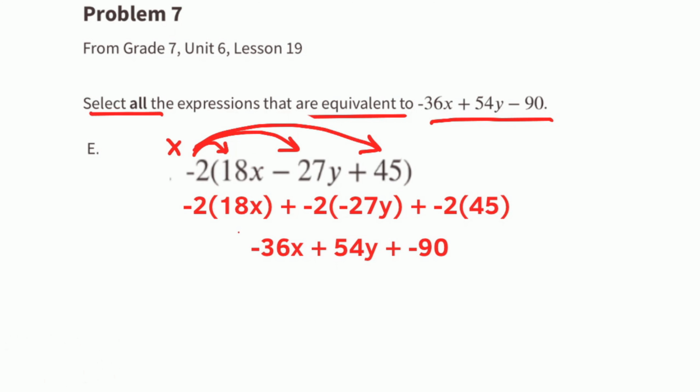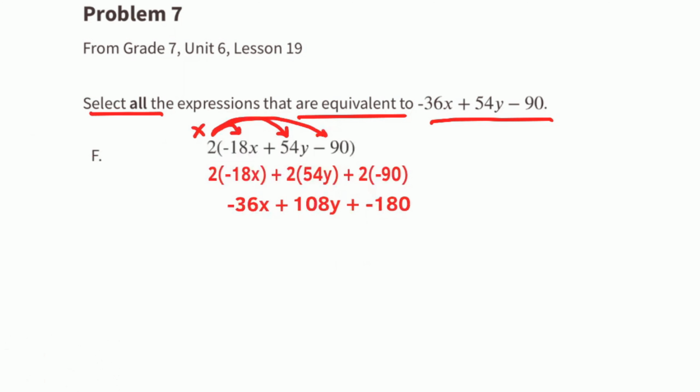E. After multiplying negative 2 times all 3 terms inside the parentheses, expression E has a value of negative 36x plus 54y minus 90. So you can select expression E. After multiplying 2 times all 3 terms inside the parentheses, expression F has a value of negative 36x plus 108y minus 180. So do not select expression F.